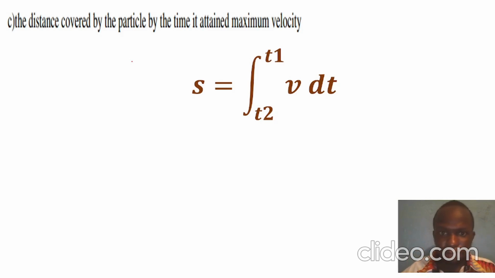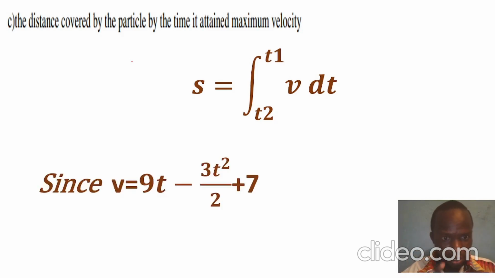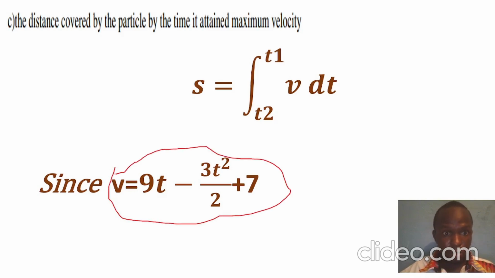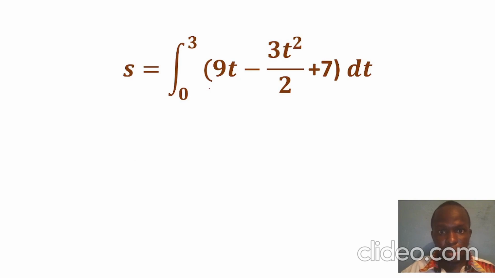the upper limit. And since v is equal to 9 minus 3t squared over 2 plus 7, this is what we have. These are just one of the results of the previous calculations, so we're going to use that. We're going to just substitute this here, as shown in the subsequent step. See that substitution? Now the whole of that is velocity.